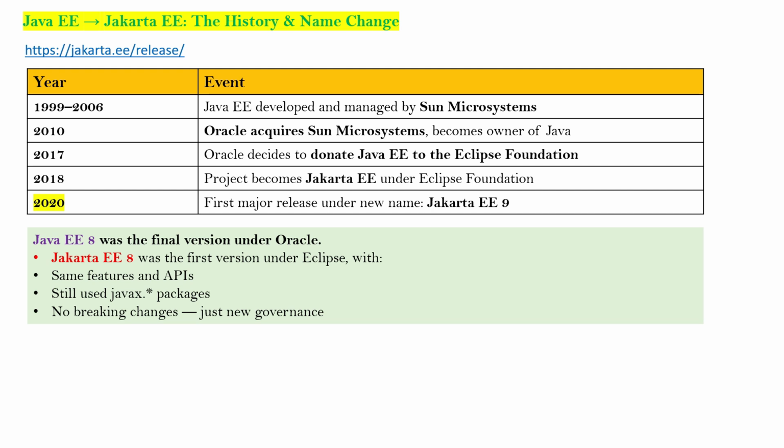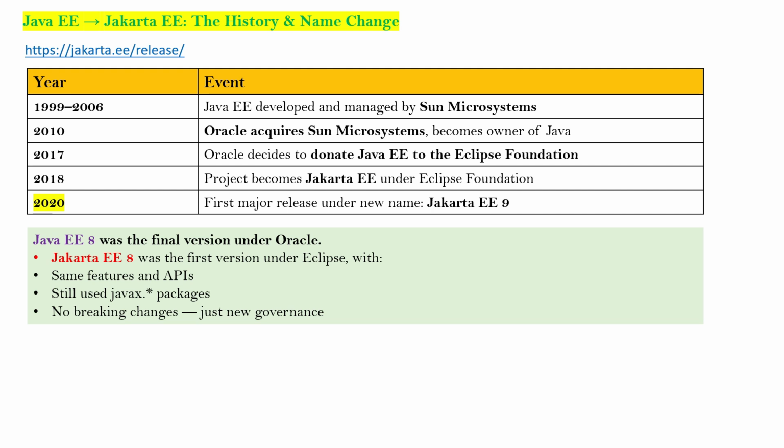And when it was donated to the Eclipse Foundation, okay, after that, sometime it was completely renamed to Jakarta Enterprise Edition, and the first version of the Jakarta Enterprise Edition was Jakarta Enterprise 8. Okay, which was the first version of Enterprise Edition released under the Eclipse. So at that time, there were no specific differences between Jakarta Enterprise Edition 8 and Java Enterprise Edition 8, because that was just an organization change. Okay, so it was just renamed as Jakarta.